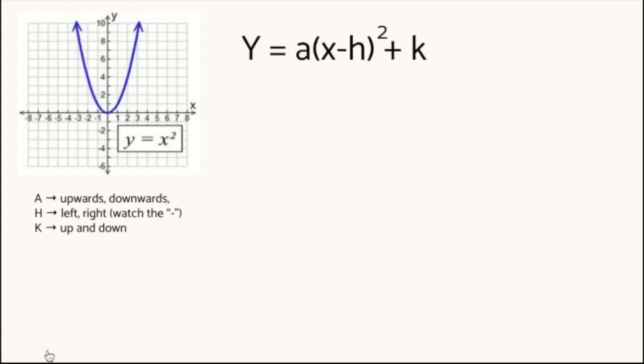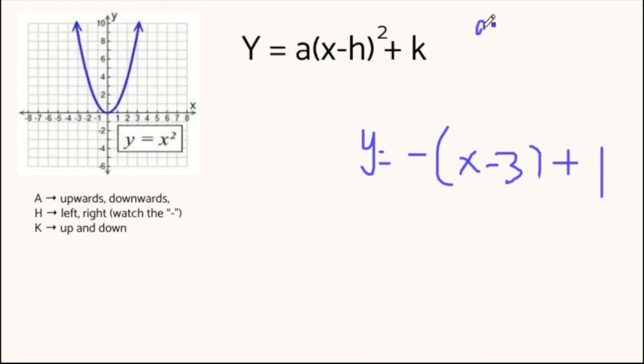Now, what do I mean by that? For example, let's say we have y equals negative (x minus h) plus k. Well, let's give everything a number: negative (x minus 3) plus 1. Now, when a is less than 0, our graph is going to be looking down. When a is greater than 0, our graph is going to be looking up. So in this case, we know our graph is going to be downwards.